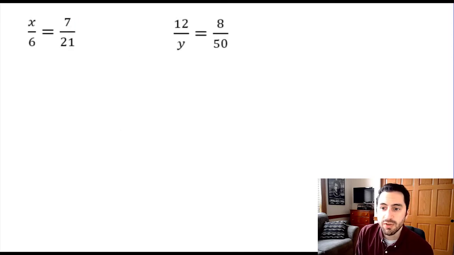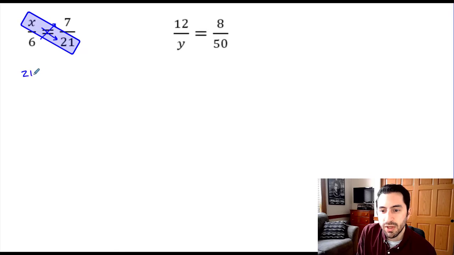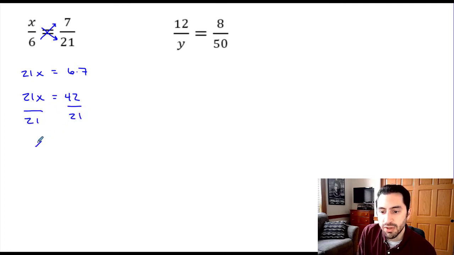So the first one, x over 6 is equal to 7 over 21. So we need to solve for x. So the first thing we're going to do is we're going to use our cross products. So our cross products, we're multiplying the diagonals here. So x times 21, I'm going to write that as 21x. And then on the other side, that's going to be equal to 6 times 7. So that's 21x is equal to 42. And to finish up, dividing both sides by 21, we end up with x is equal to 2.